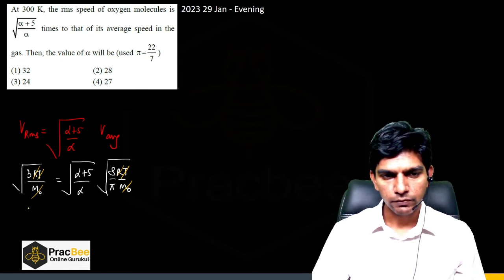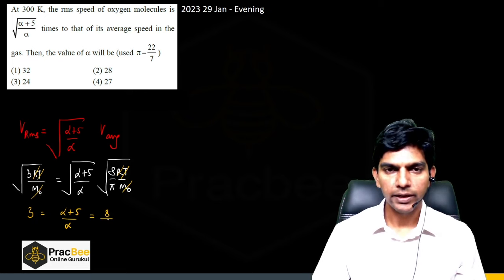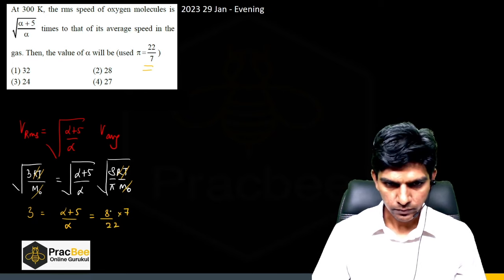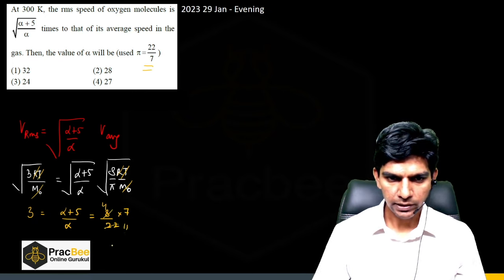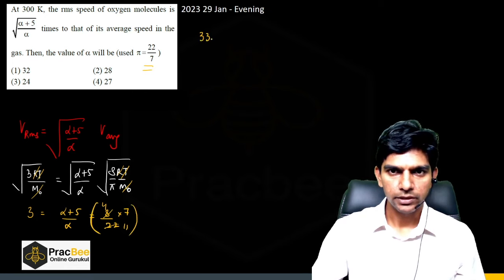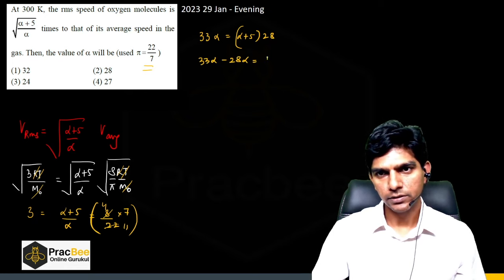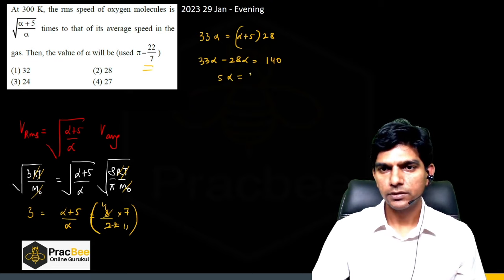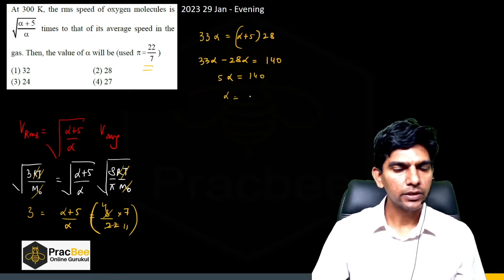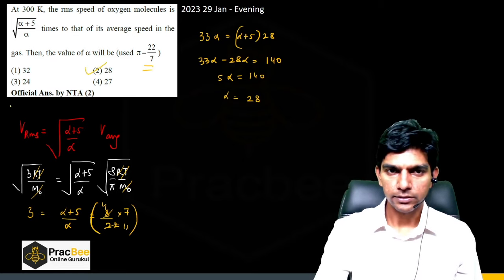Now if we square this, we will get 3 = (alpha plus 5) by alpha times 8 by pi, and pi in the question is given, take it as 22/7. So 22/7. So it will be 4 and this will be 11. So we can say 33 alpha is equal to (alpha plus 5) times 28. So 33 alpha minus 28 alpha is equal to 140. So 5 alpha is equal to 140. So alpha comes out to be 28. So option 2 is the right answer.